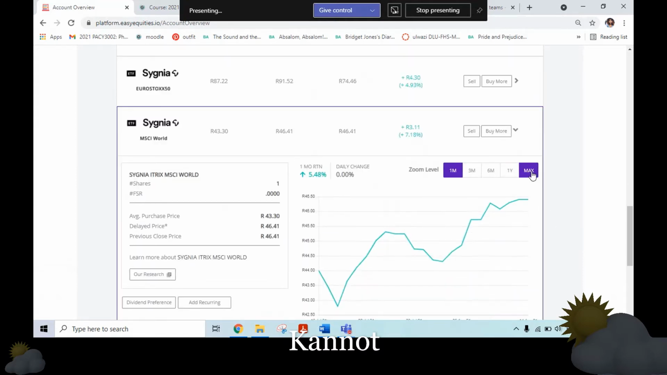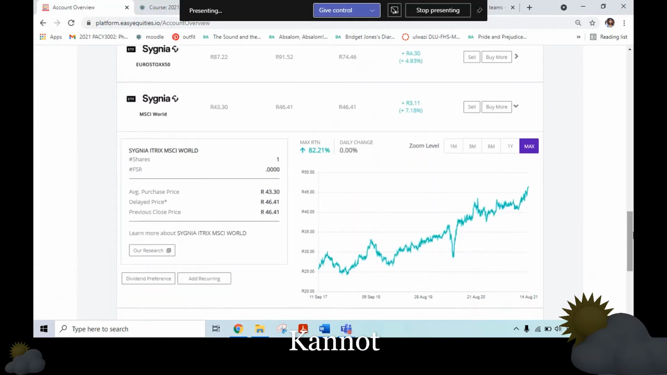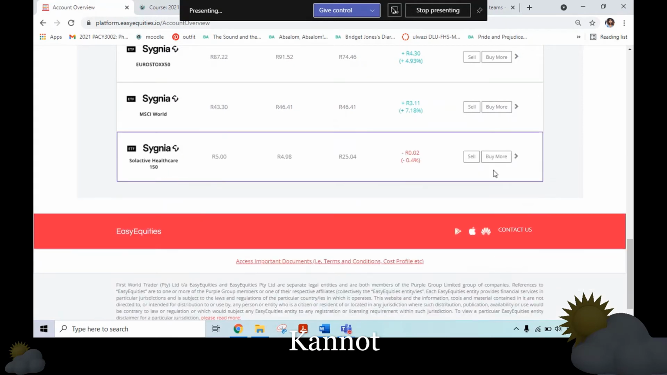Okay, and then we have MSCI World again. Yeah, they've been doing good. So I'm actually happy that I invested. I started investing in June, and I've made profits.